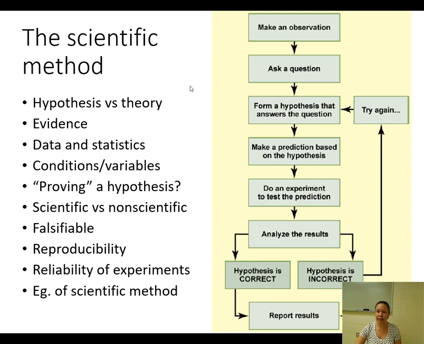So essentially, these are your 5 or 6 steps of the scientific method. You, again, start with background research or an observation, ask a question, make a hypothesis, form a prediction, do the experiment, analyze the results, make a conclusion, and then report your results. So those are the important steps to the scientific method.